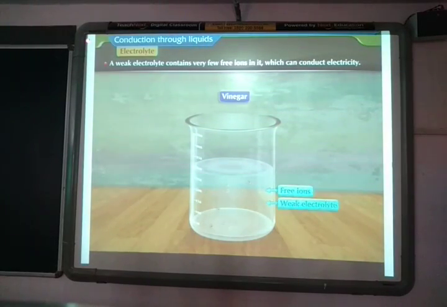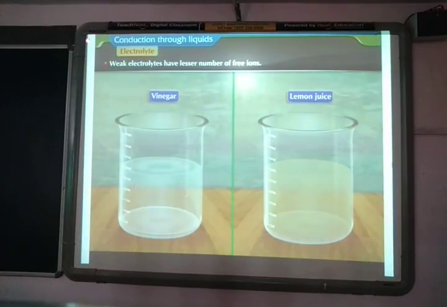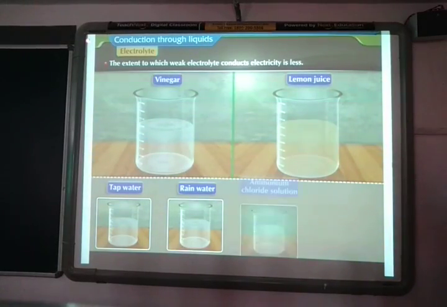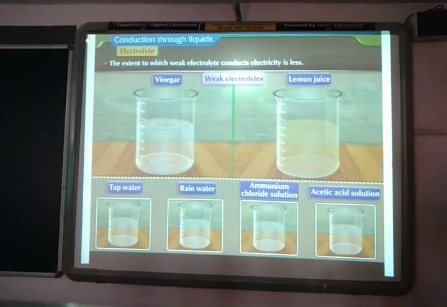Thus, a weak electrolyte is a poor conductor of electricity. Vinegar and lemon juice have a lesser number of free ions in them. Thus, the extent to which they conduct electricity is less. Tap water, rainwater, ammonium chloride solution, and acetic acid solution are some of the examples of weak electrolytes.